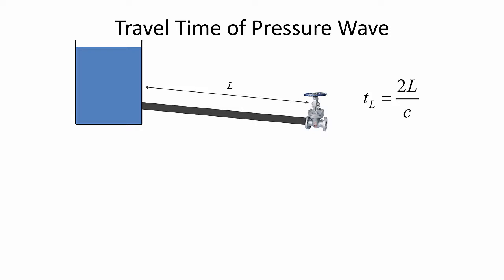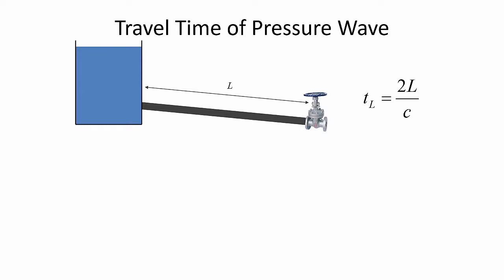Now, I mentioned that a shock wave makes a round trip: the shock wave starts at the valve, goes back to a tank, and then returns to the valve again. That's what we're interested in, because that's the critical time parameter that tells us how slowly the valve should be closed. Remember that the video began by saying that the water hammer occurs when a valve is closed too quickly. Well, that sounds a little subjective. Like, how quickly is too quickly?